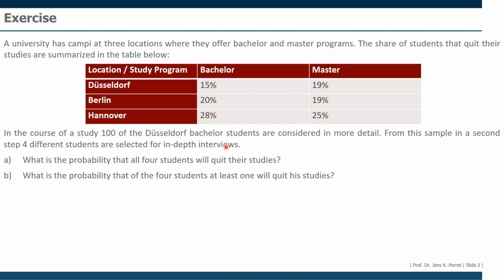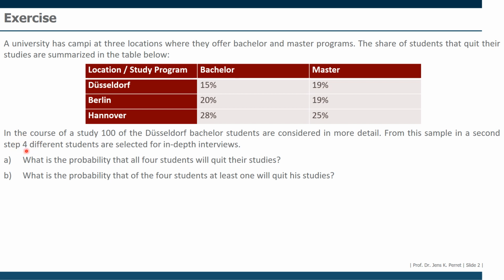Well, before we actually start solving these questions, we first have to clear why we are going to use the hypergeometric distribution here. From the 100 students, we are going to select 4 different students. So that's more or less our selection process. That's the sample we're considering here.